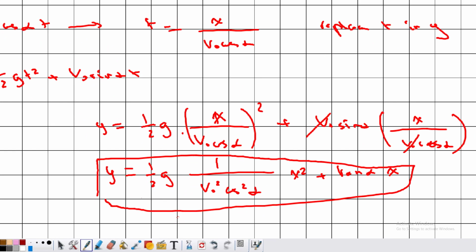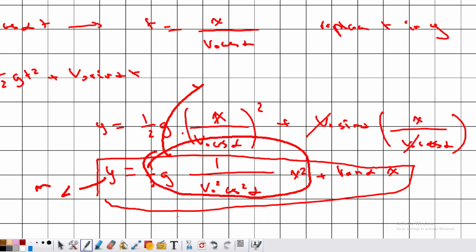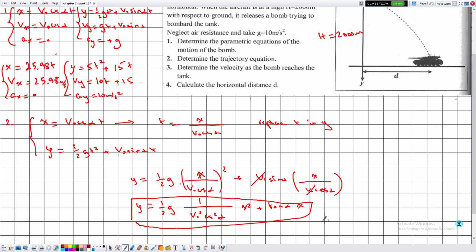Now notice that in physics we cannot add or subtract quantities unless they have the same unit. This is meter. What about the unit of this factor? So notice that this is given by meter per second square times 1 divided by meter per second to the power 2. The cosine is dimensionless, and this is meter square. So meter square cancels with meter square here, second square with second square, and we are left with meter. It is the same for this because tangent alpha has no unit.